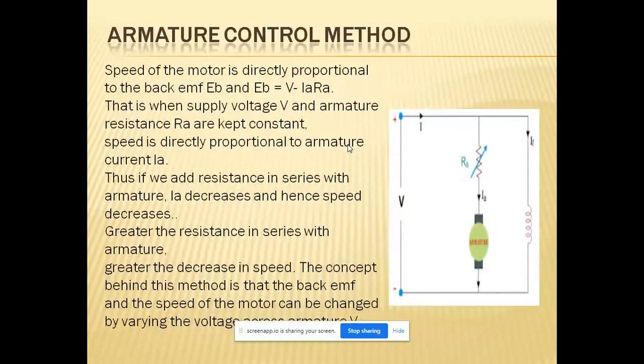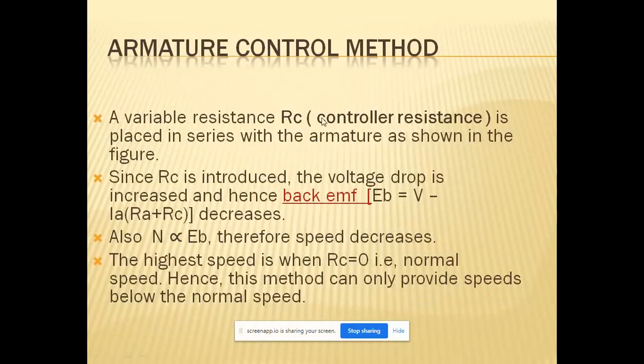Now we discuss the armature control method. What is the armature control method? This method is based on the fact that by varying the voltage available across the armature, the back EMF and hence the speed of the motor can be changed. This is done by inserting a variable resistance Rc in series with the armature. Rc means controller resistance.